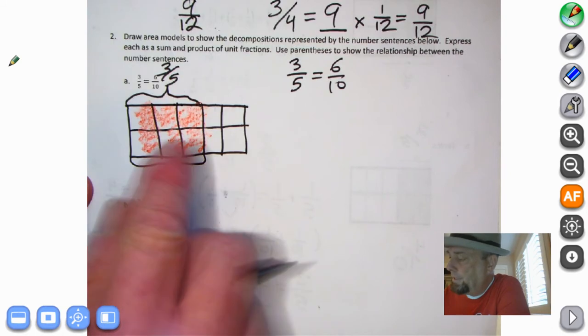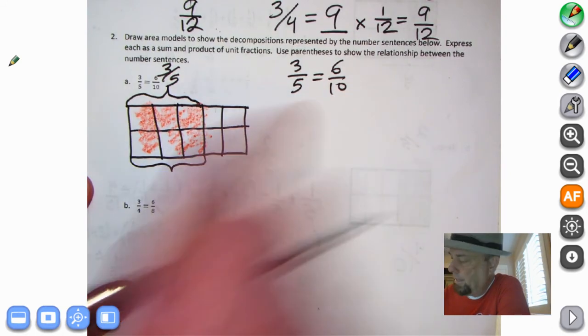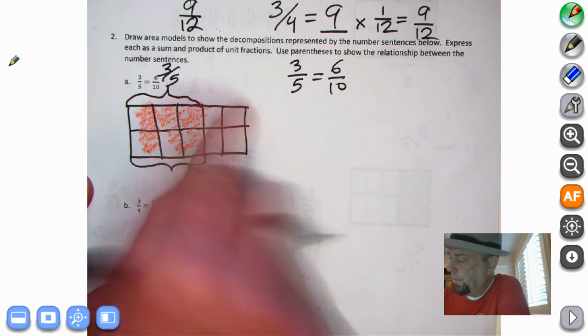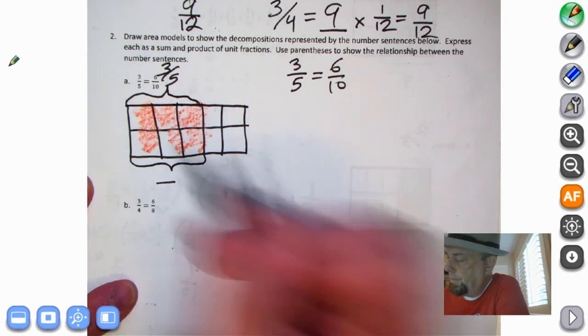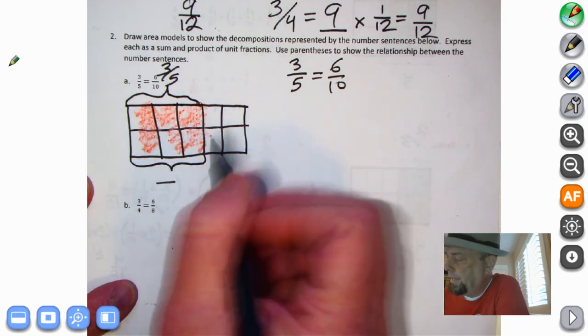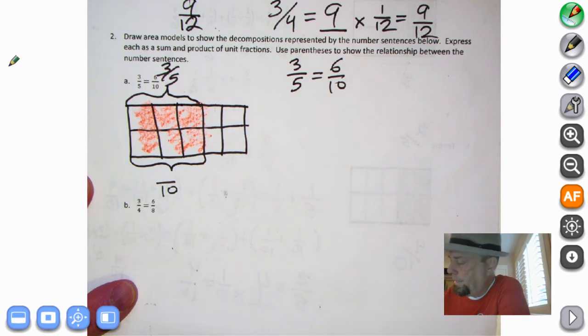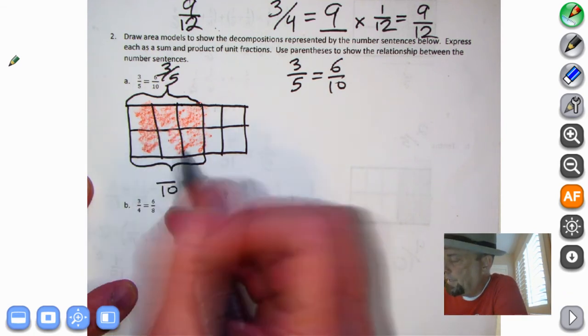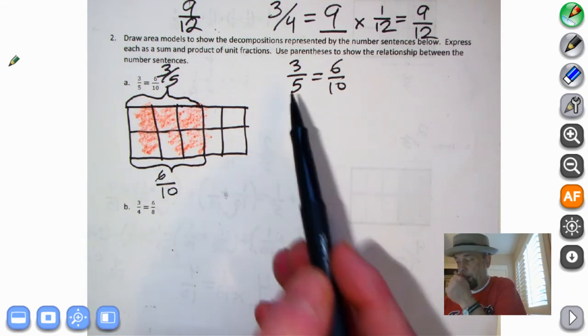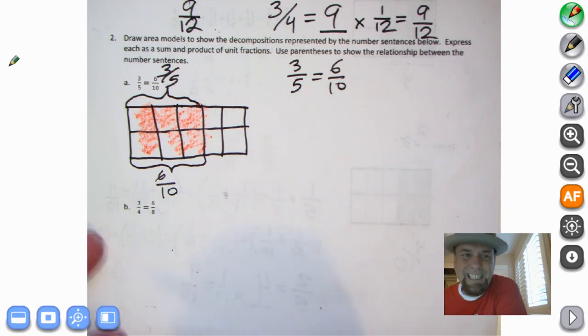So what fraction's here? Well, all we have to do is look over there, right? Or we can count the whole. What's the whole? We know that. We just did it. 1, 2, 3, 4, 5, 6, 7, 8, 9, 10. What do we have shaded in? Or the part is 1, 2, 3, 4, 5, 6. So we have 6/10. We proved that 3/5 is indeed equal to 6/10.